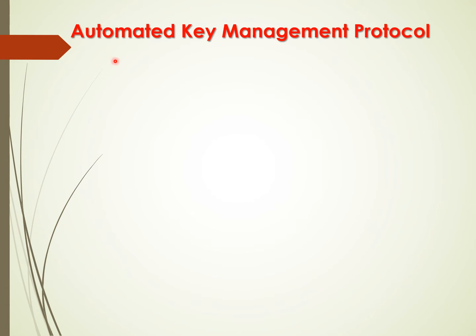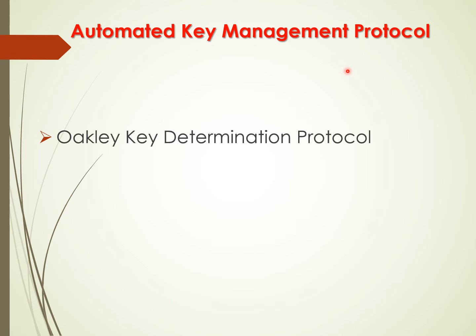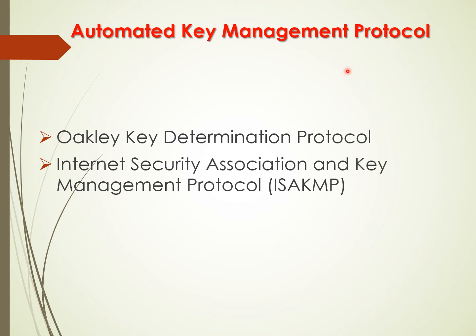As we discussed in the previous slide, automated key management can be achieved through 2 protocols. By default, the automated key management protocol for IP security is referred to as ISAKMP/Oakley, and it consists of the following elements. The first is the Oakley key determination protocol. The second is the Internet Security Association and Key Management Protocol, in short ISAKMP.